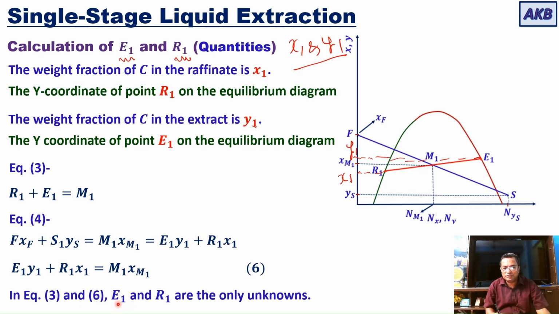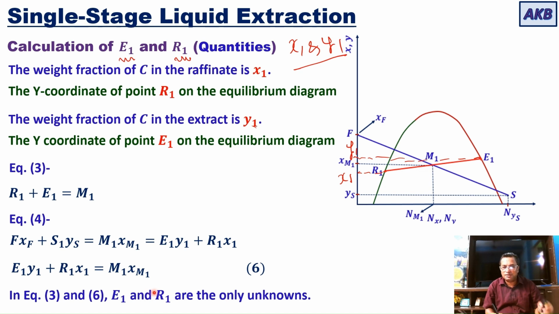Which are those two unknowns? E1 and R1. In equation number 6 and in equation number 3, E1 and R1 are the quantities of the extract and raffinate phases. E1 is the quantity of extract phase and R1 is the quantity of raffinate phase. So you have two equations, equation 3 and equation 6. You can solve them simultaneously and get the values of E1 and R1. In this way, you can calculate the quantities of extract and raffinate phases.